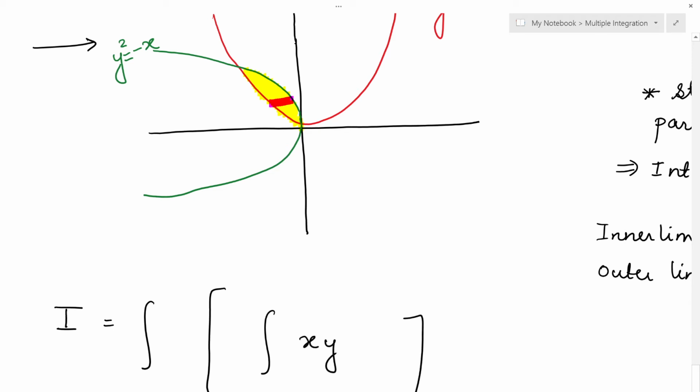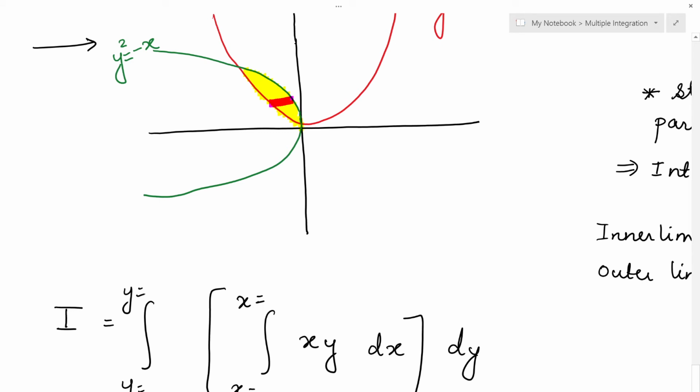Okay, this is your sum. You need to find the limits of integration. What we have written: since the strip is parallel to the x-axis, integrate with respect to x first. And here you will find x is equal to something, y is equal to something. This is very clear to you.